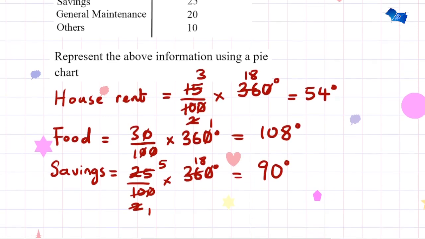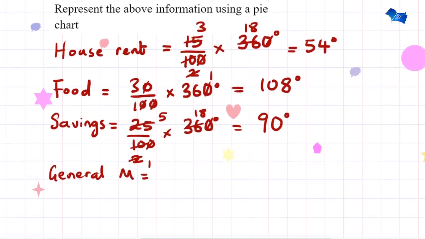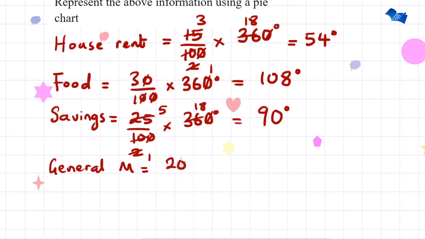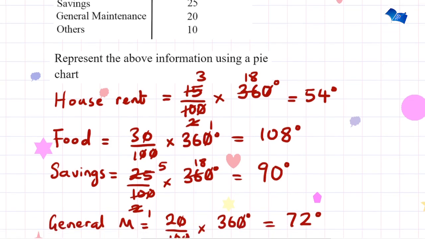Moving on to general maintenance. That's how many percent? That is 20%. So we have 20 over 100 times the angle, which is 360. 0 cancels 0, 0 here, 0. 2 times 36 is 72. 72 degrees is for general maintenance.